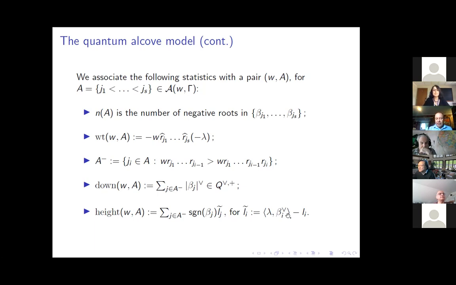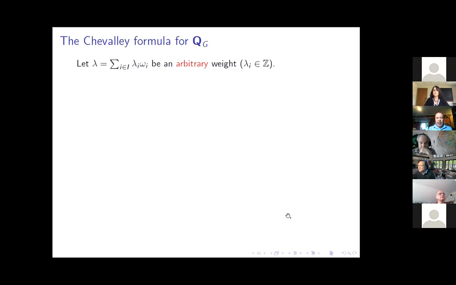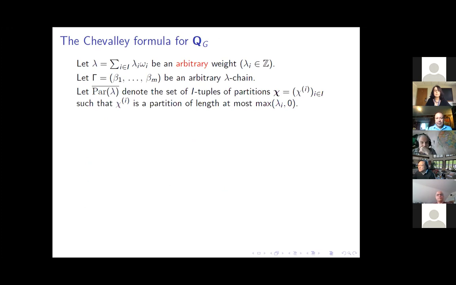So anyway, we have several statistics which we need in our formula. And now I can state the formula for the semi-infinite flag manifold. So you take an arbitrary weight lambda and you express it in the basis of fundamental weights with coefficients lambda I, integers. We take an arbitrary lambda chain, beta 1, ..., beta m, denoted gamma.